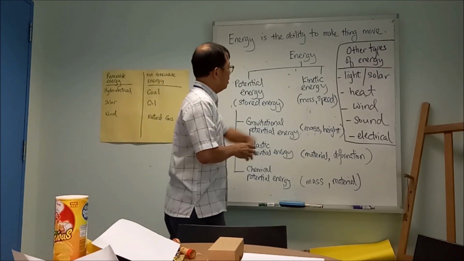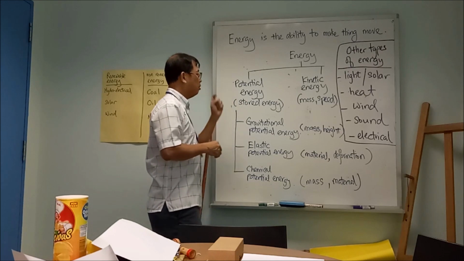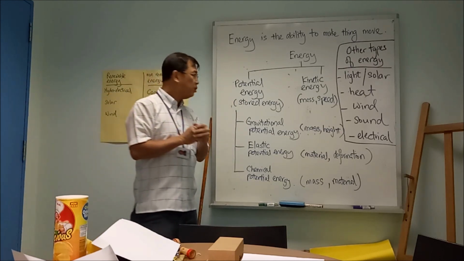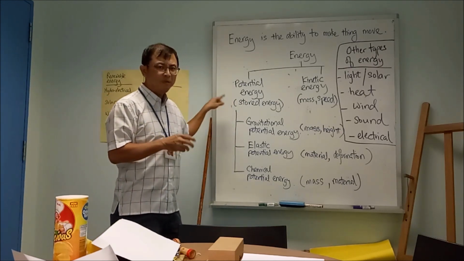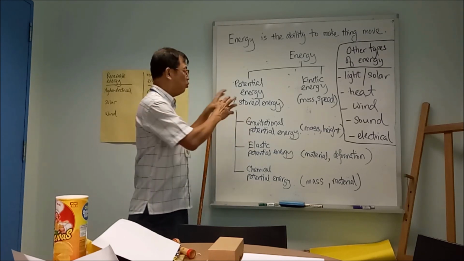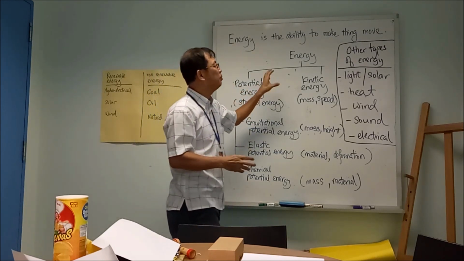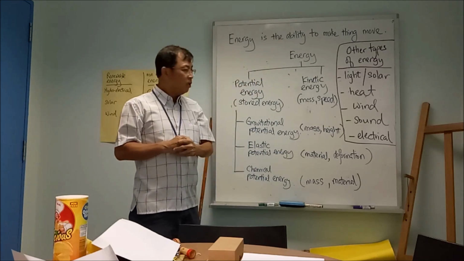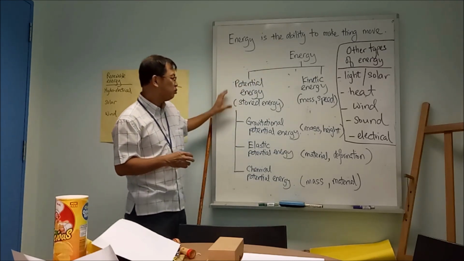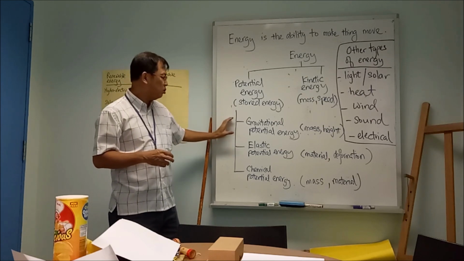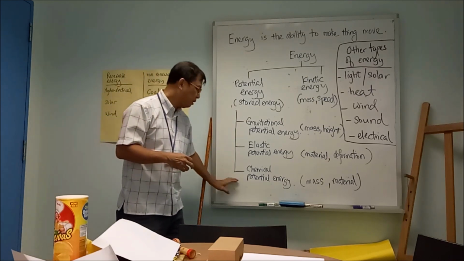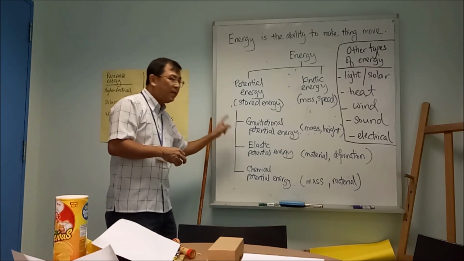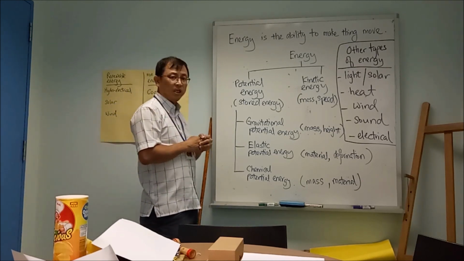Okay, after kinetic energy, we talk about potential energy. Potential energy is stored energy, meaning it's not shown yet, but it's ever ready to produce kinetic energy or to make things move. We have three types of potential energy: gravitational potential energy, elastic potential energy, and chemical potential energy. Let's illustrate gravitational potential energy first.